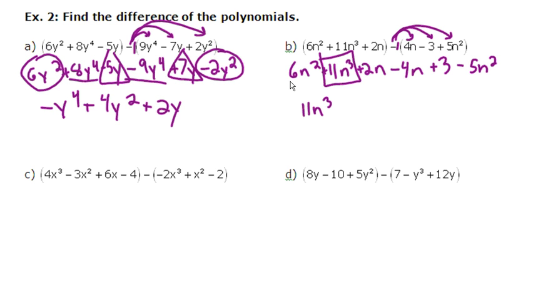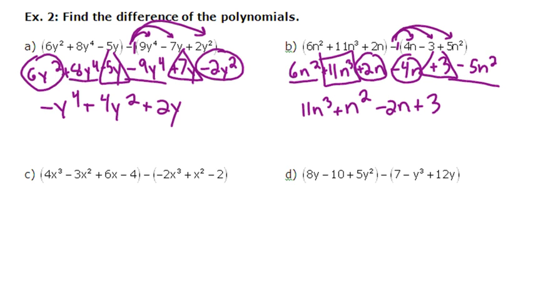Then I move to the squares. 6n squared and negative 5n squared make positive 1n squared. Then I go to the regular n's. So 2 and negative 4 make negative 2n. And then the plus 3, that's all by itself, so I just rewrite it. Plus 3.